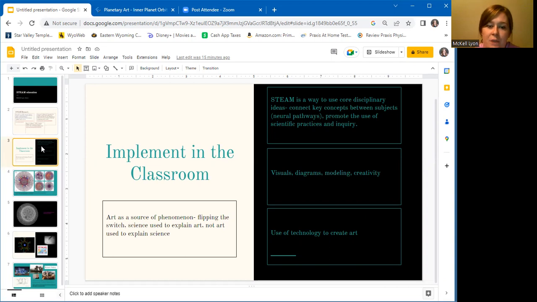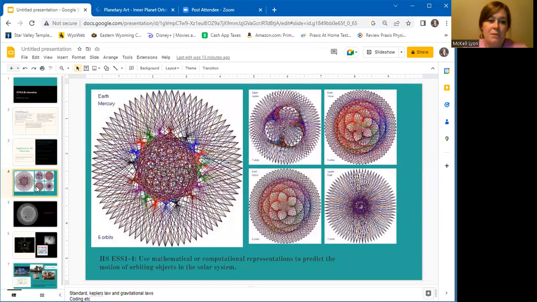So I would use this for visuals, diagrams, modeling, and creativity, allowing students ways to represent their sense making that they wouldn't normally be able to, including displaying it in class and then using technology to create art. This brings me to a standard and a possible project that students could work on. I use the high school standard: use mathematical and computational representations to predict the motion of orbiting objects in the solar system. You can see here these really beautiful spirographs created by drawing lines between Earth or other planets and other objects in our solar system throughout their orbits.